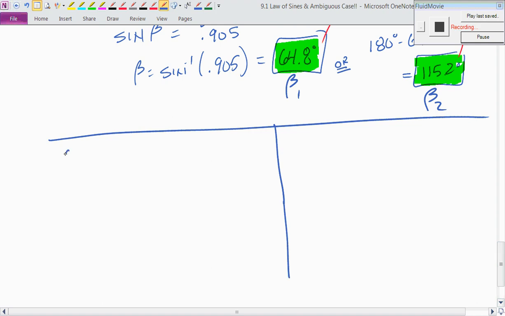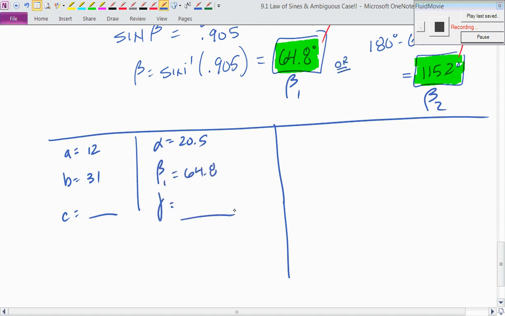So here's what we got. We said that A was equal to 12. B was equal to 31. C we don't know yet. Alpha was 20.5. Beta 1 is going to be 64.8, which makes gamma equal to, we can easily find that one. That's going to be 20.5 plus 64.8 minus 180. What's the leftover piece?